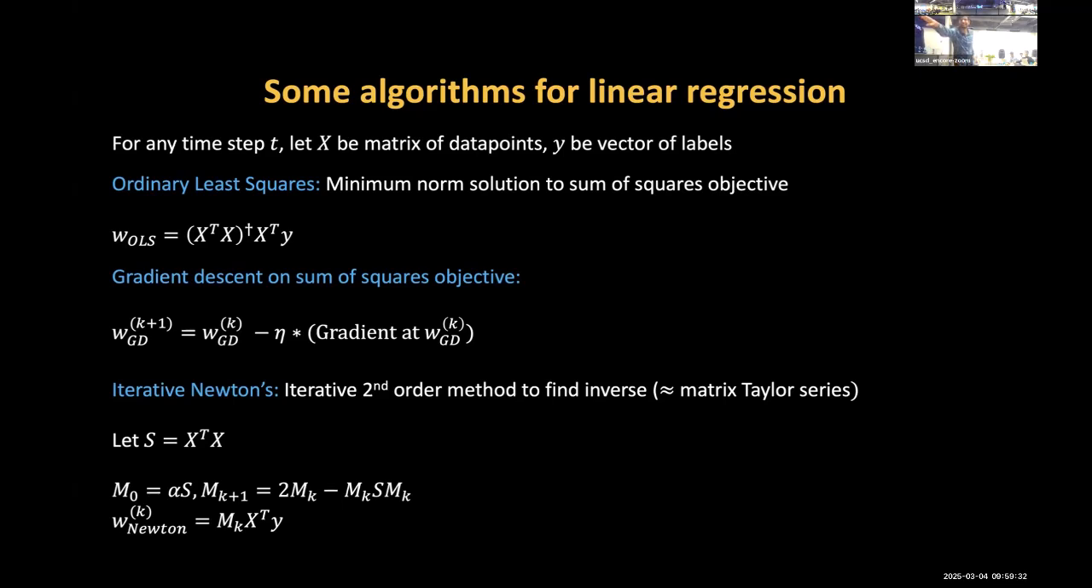You want to find the inverse of X transpose X so that you can do your OLS update. You start with this estimate just being the original matrix X transpose X. And then you do these updates, which basically follow from doing Taylor series. And then at the kth step, you have this estimate M_k of the inverse of X transpose X. You plug that into your OLS solution, and that's your iterative Newton estimate for the weight vector.